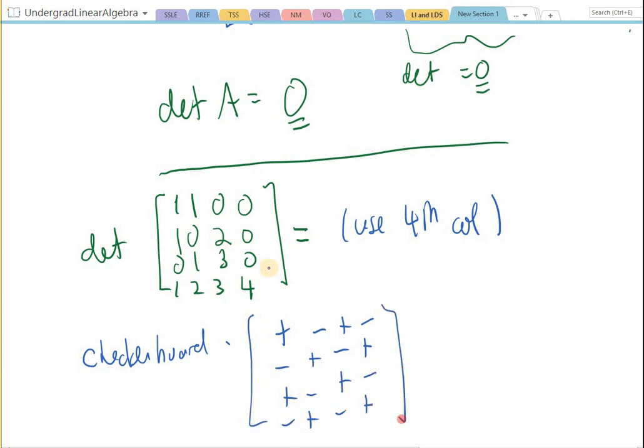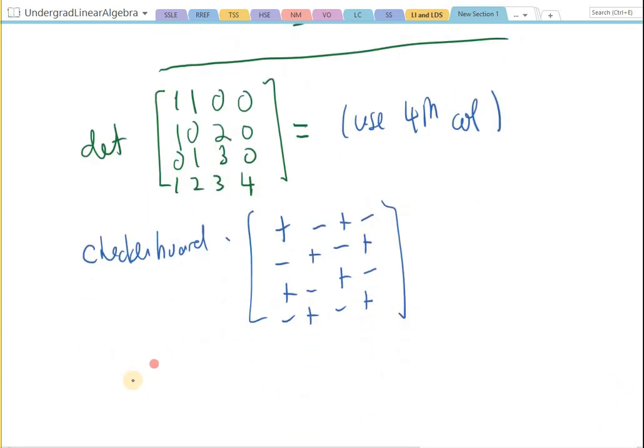Okay. So that means that if I'm starting with the fourth column, the first one here is going to be a minus. I'm going to have minus 0 times the determinant of something. So I don't care about that. And I'm going to get plus 0 times the determinant of something. So I don't need to write that down. When you do this, you don't even need to write down these 0 terms. I'm just showing you where they come from.